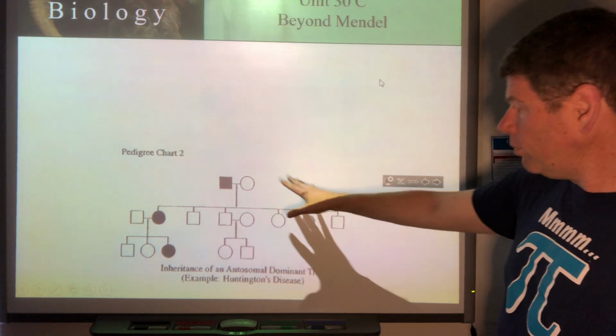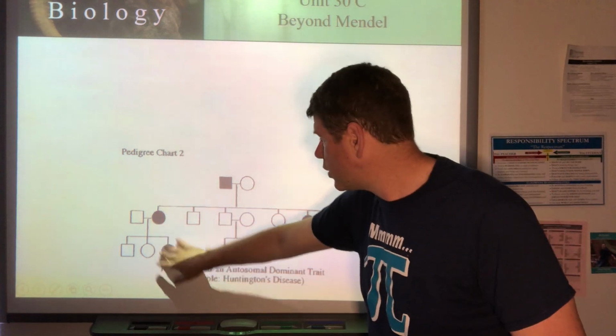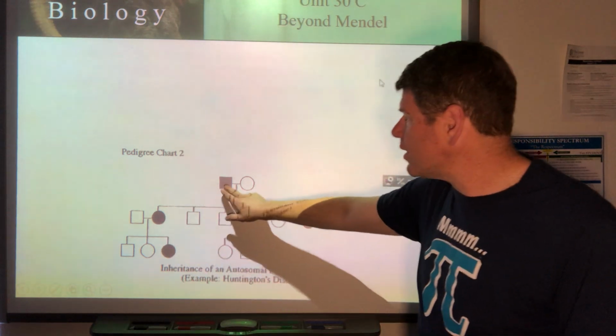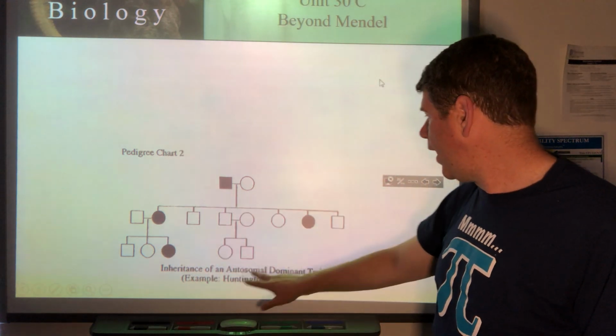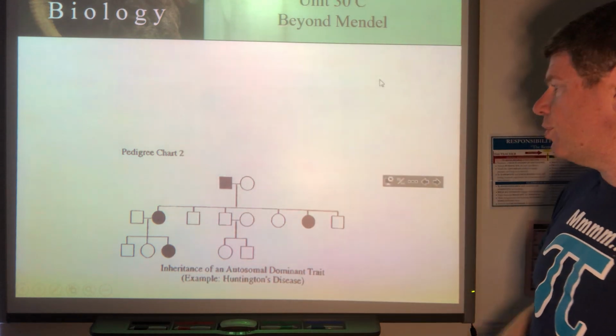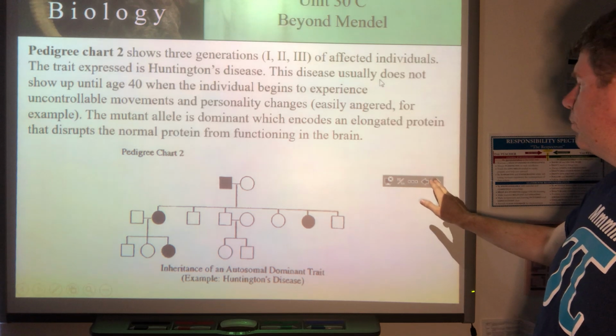Here's another example, Huntington's disease, autosomal dominant. Notice we don't skip generations, right? Every affected individual has an affected parent, and again, females and males are affected, so not likely sex-linked.